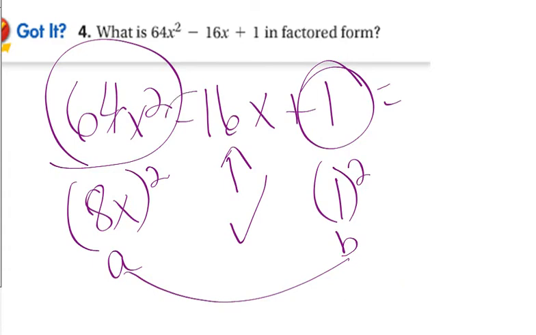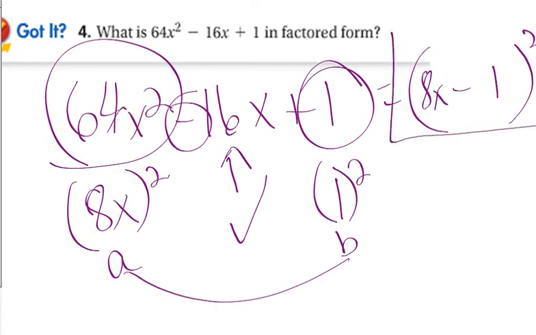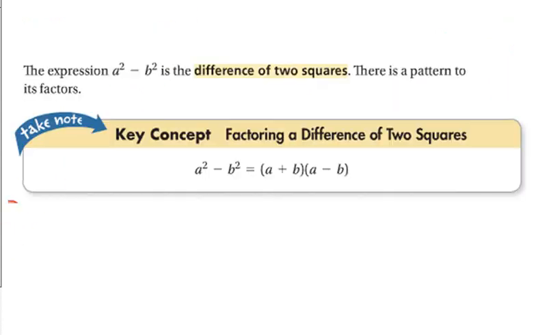It's got the negative sign, so we know it's going to be a minus b squared. So it's going to be 8x minus 1 squared. And that's your answer. Any questions? All right, let's move on to the other one.